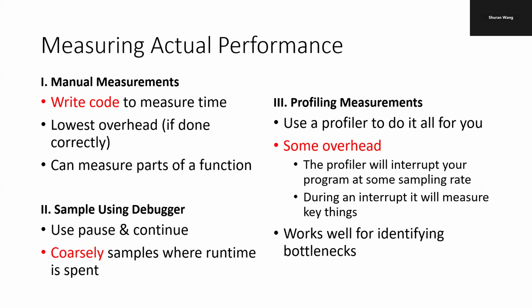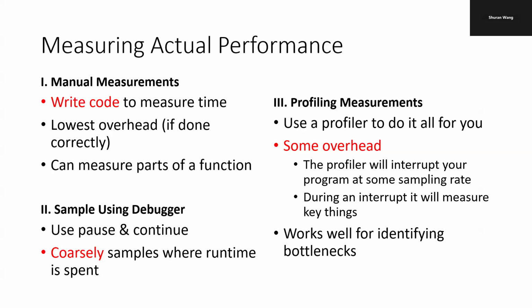First option, you can manually write code to measure time and you can output them whenever you want. It has the lowest overhead because it can be performed every time you run the program, and you can measure parts of a function that you are interested in.